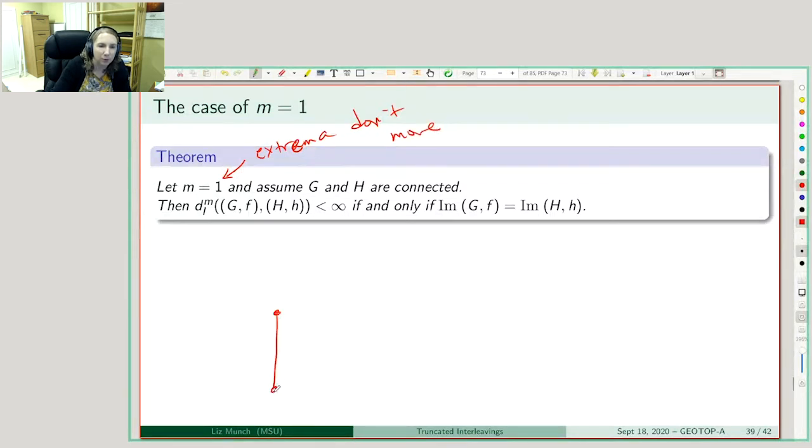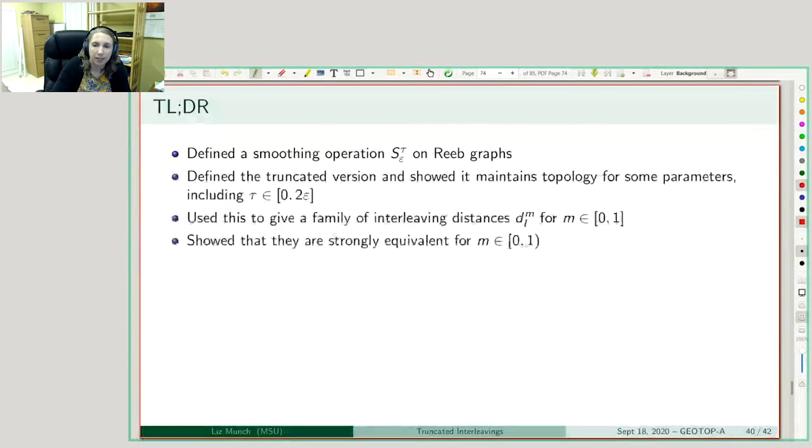If I have two Reeb graphs I want to compare, let's say this one, and they have different images, the smoothing of each of these actually is going to end up being constant. They're not going to move anywhere, and there's no way for me to get a map from one to the other, in particular because, say, this point down here has no point on the other Reeb graph for it to map to. So it turns out that this thing is finite if and only if the images themselves are equal. All right, so the case m equals 1 is a little bit odd. All right, not doing too bad.